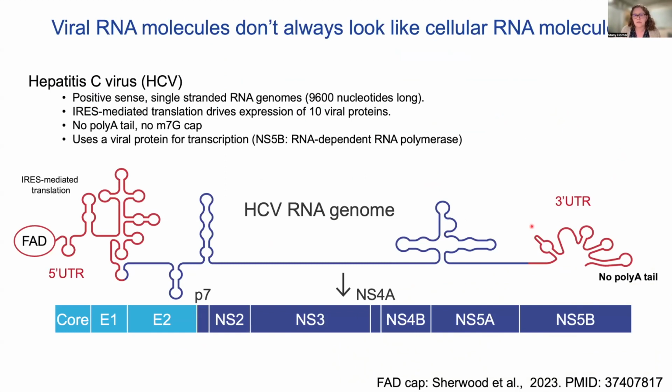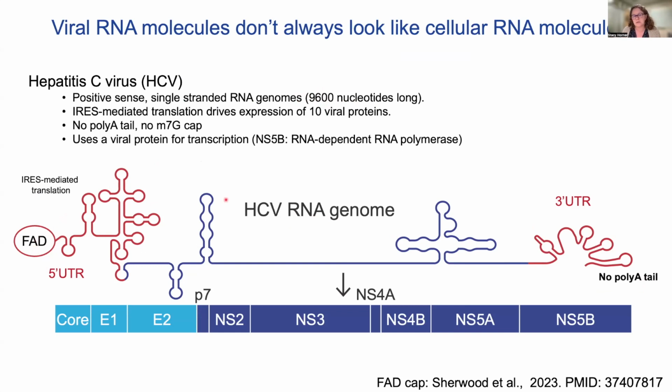Viral RNA molecules don't always look like cellular RNA molecules, and that can make doing things like a nanopore sequencing run actually challenging. So for hepatitis C virus, this virus has one long RNA molecule. I have a schematic of it shown here. It's about 10,000 nucleotides long. It doesn't have any poly A tail, and it doesn't have a traditional m7G cap. It has a metabolite cap in some cases.